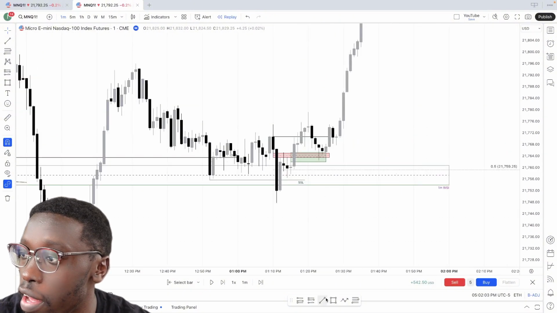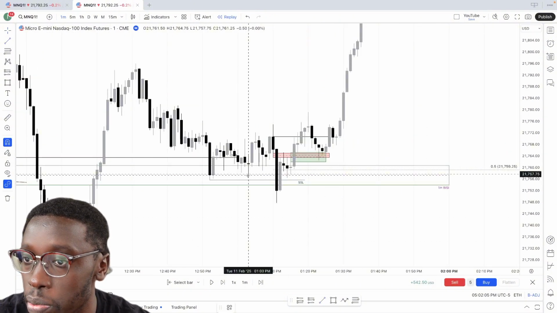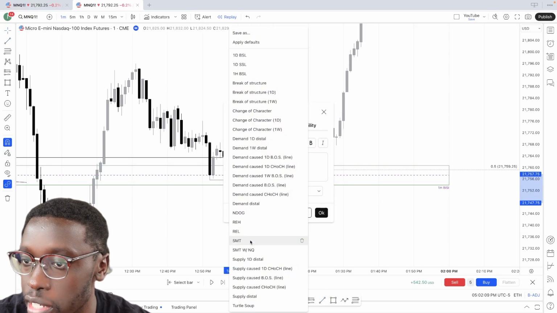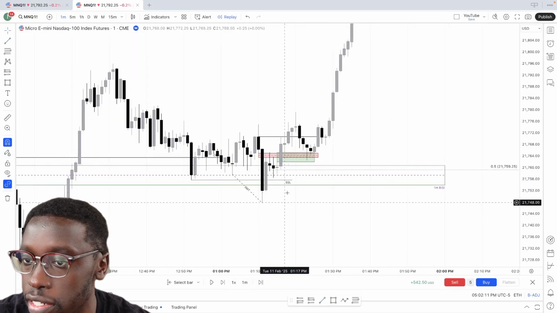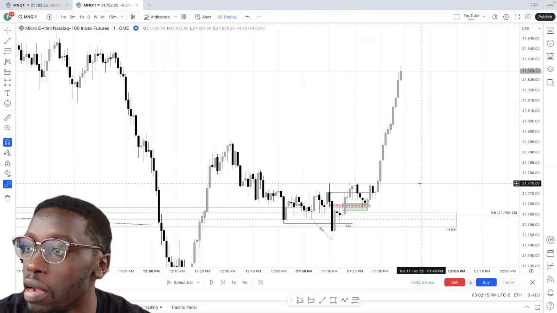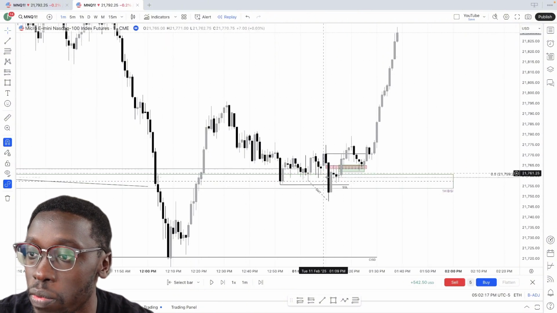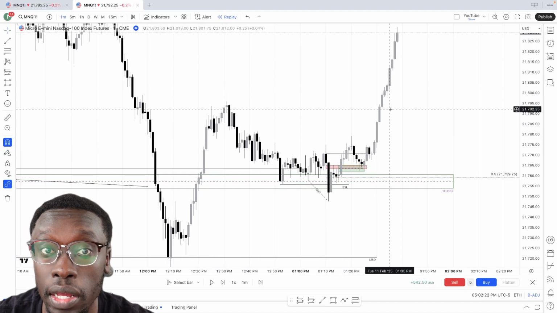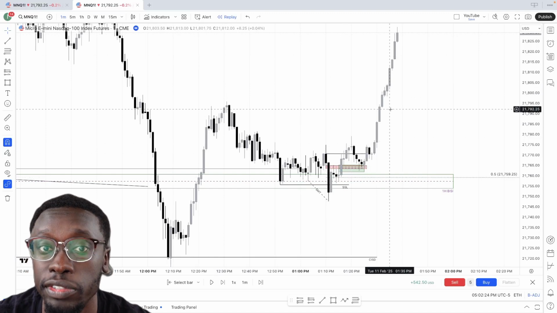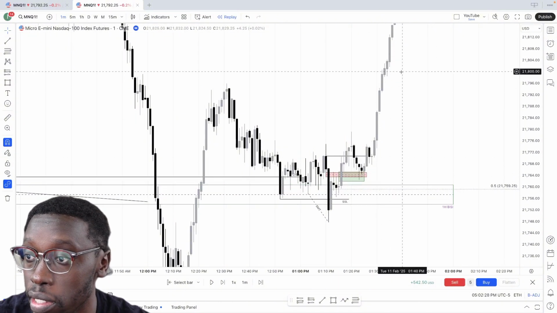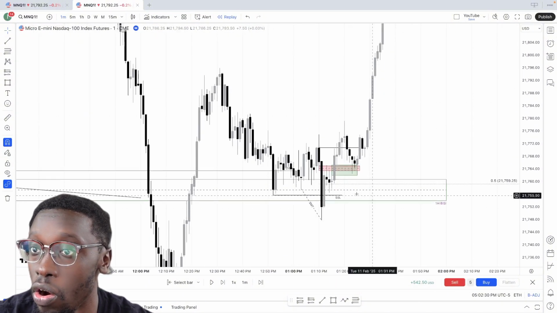We did also have an SMT here as well that I want to point out, right? This low on the S&P 500 was not taken out, while the NASDAQ did take out this low. So that's another confirmation that made this an A+ setup, right? And again, this is a model within a model. I showed you the larger time frame model. It was that same sweep of liquidity, change in state of delivery, retracement back into that order block, right? And then we ultimately can enter there and hold now to target.